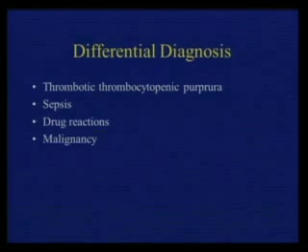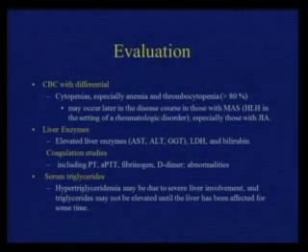When you see a patient that you are suspecting that they have MAS, what is in your differential diagnosis? Thrombotic thrombocytopenic purpura, sepsis, drug reactions, and malignancy. You have to think of all those things before you start thinking that this is a patient with macrophage activation syndrome. How do you evaluate those patients?